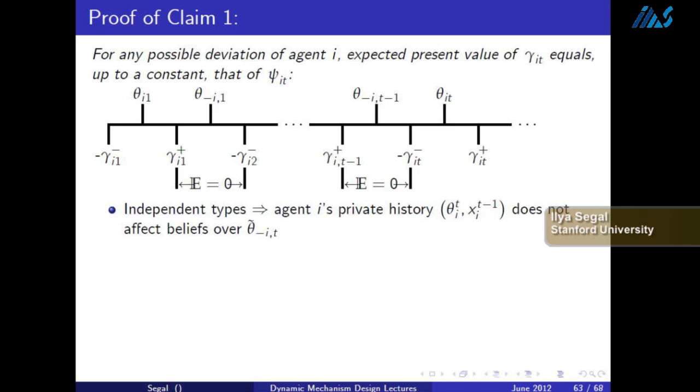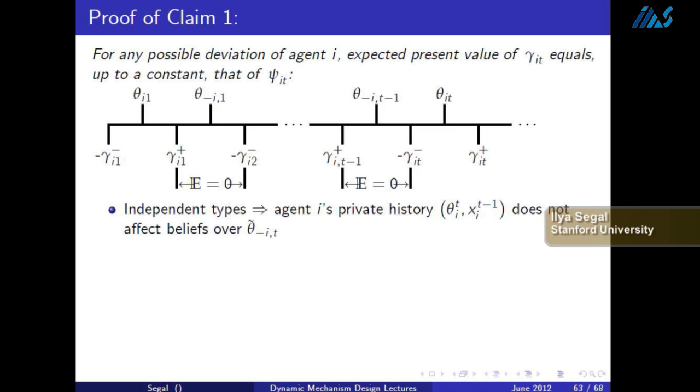So here's basically the same kind of timeline for agent I. First agent I is charged gamma 1 minus, then he observes and reports his type, and he is paid gamma 1 plus. Then the other types are observed. Then we go into the second period. Then agent I is charged gamma 2 minus, and so on and so on. So you have, again, a bunch of these terms, but as you see, we'll have to group them differently now for agent I.